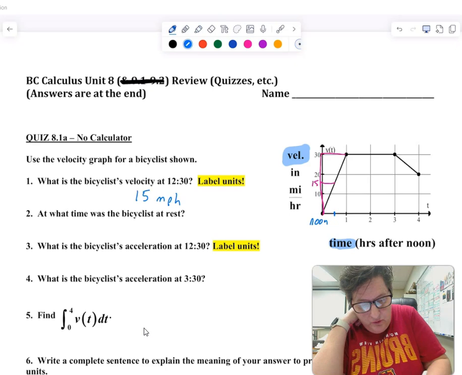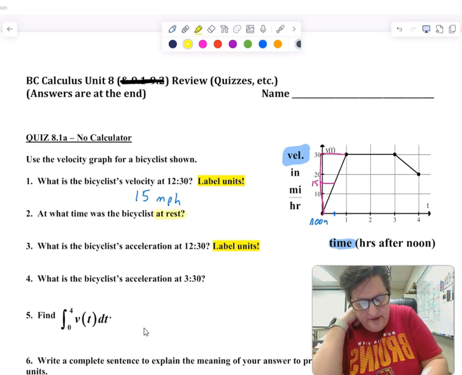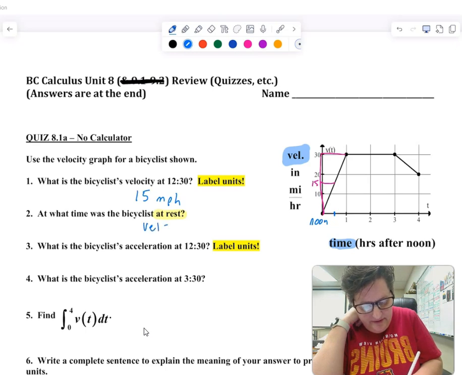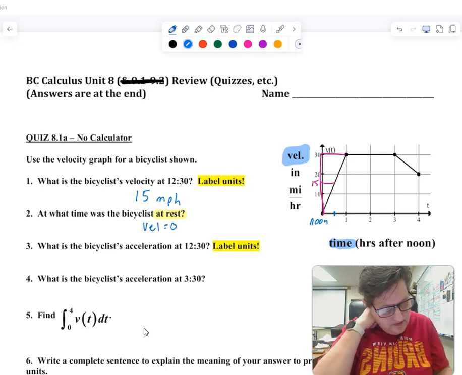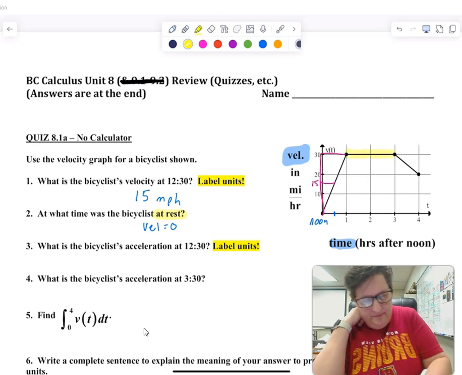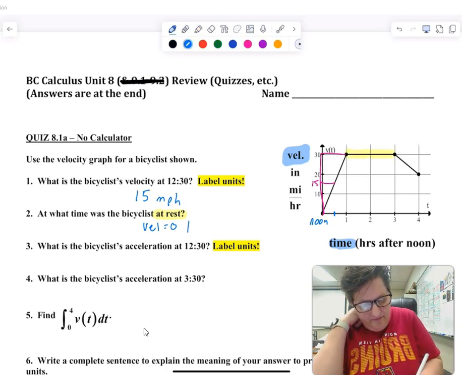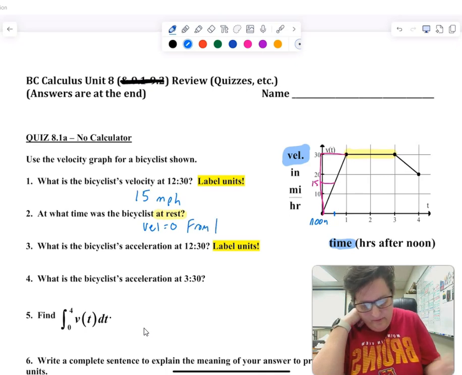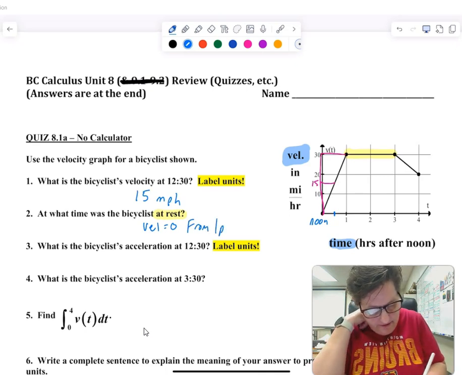At what time was the bicycle at rest? Now you got to know those words here, okay? And at rest is when the velocity is 0. So if I take a look at this, we are at rest from here to here, okay? So from 1, is this like PM? Yeah, PM to 3 PM.